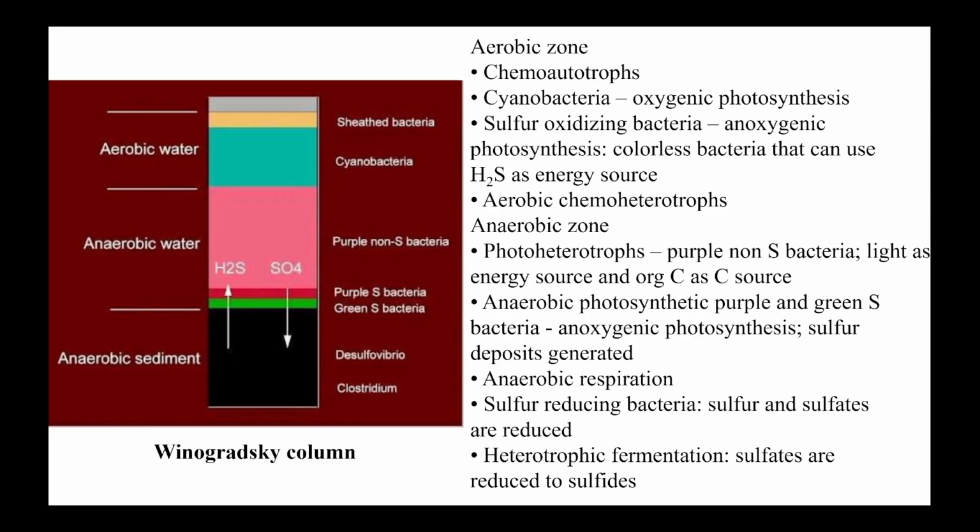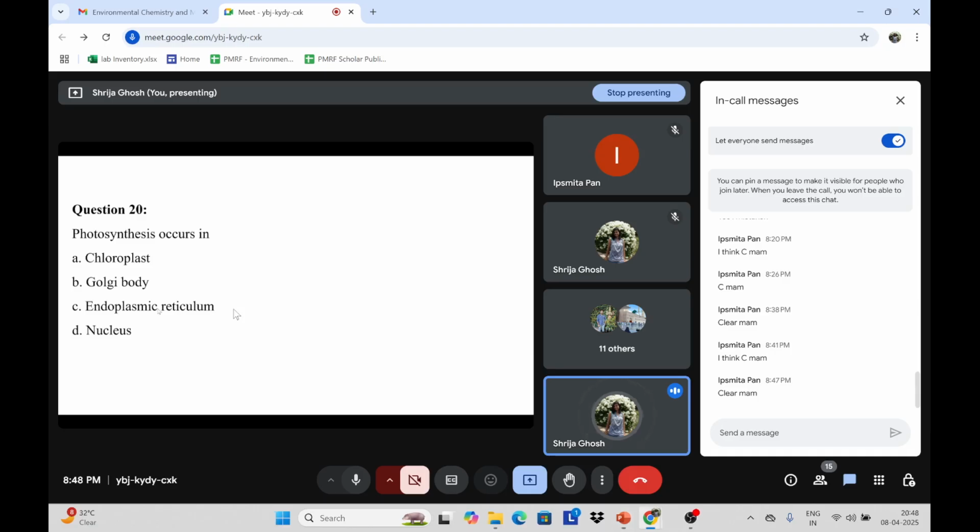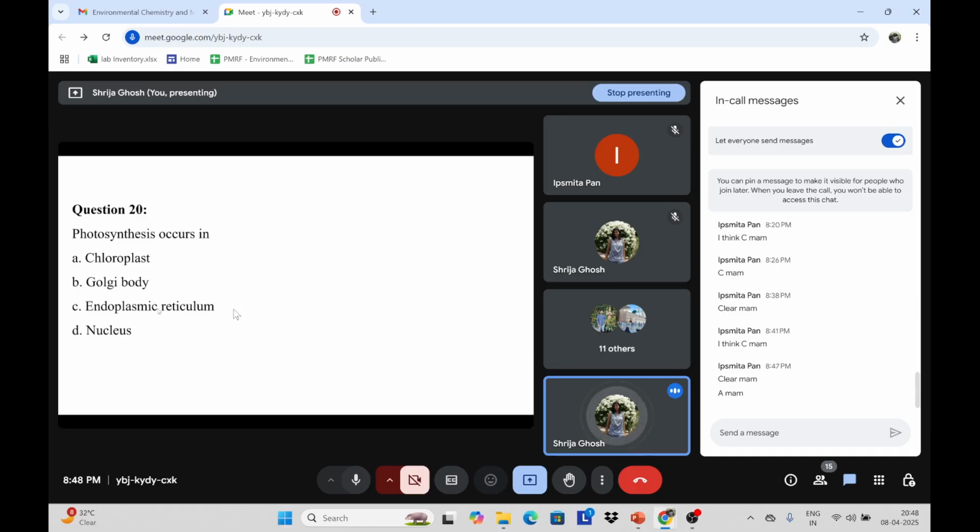Okay, great. Moving on to the next question then, question number 20. Photosynthesis occurs in option A, chloroplast, option B, Golgi body, option C, endoplasmic reticulum, and option D, nucleus. Where does photosynthesis occur?